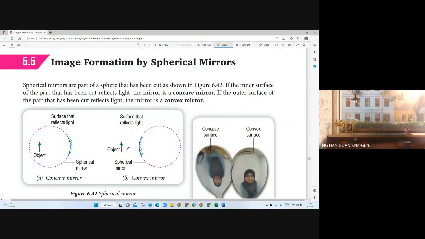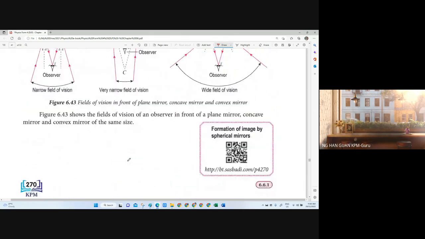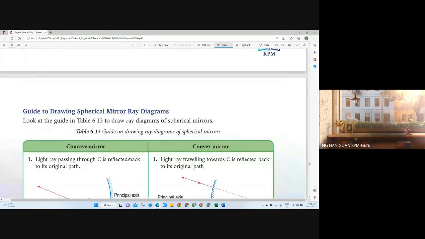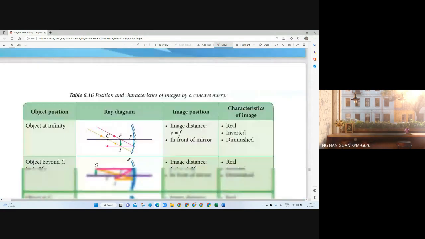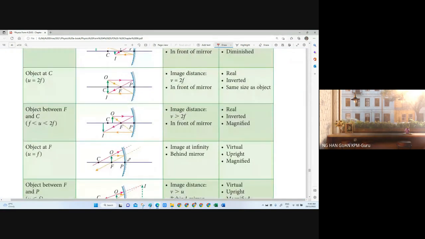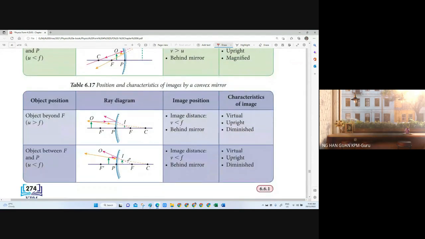Okay, so next we go to the spherical mirrors, which are curved mirrors. We have the concave mirror and the convex mirror. The convex mirror and concave mirror are still the same: our main focus will be on the drawing to know about the characteristics of the image. That's why you have another table, similar to the lenses, for the convex and concave mirror.